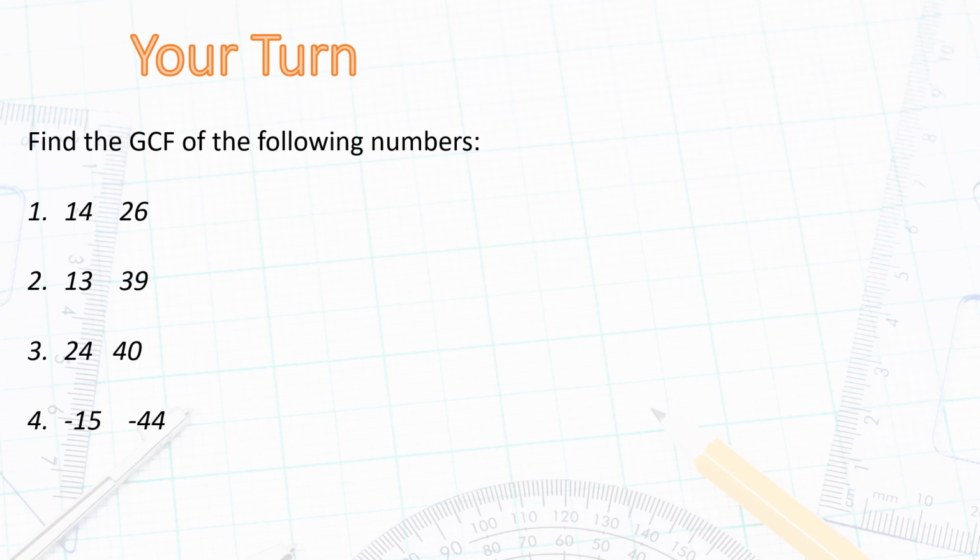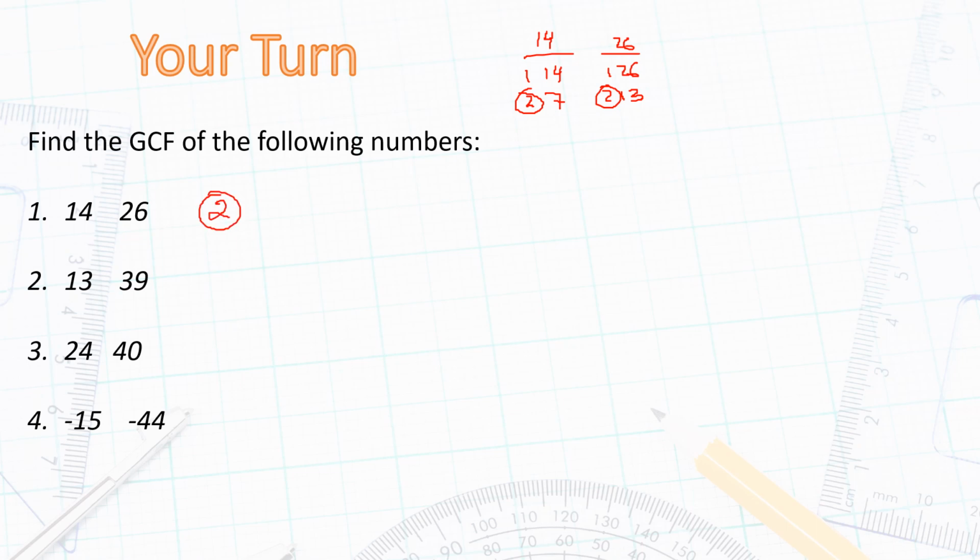All right, so 14 and 26. Factors of 14, we've got 1 and 14, 2 and 7. 26, 1 and 26, 2 and 13. So 2 is the greatest common factor of these ones.